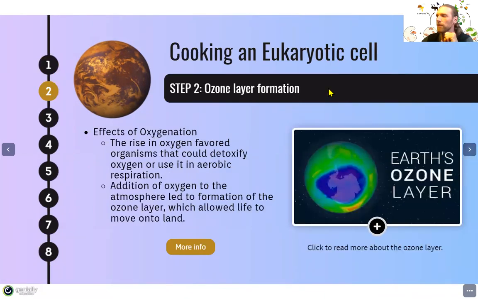changed the atmosphere. When those bacteria were releasing all this oxygen into the atmosphere, we got to the percentage that we have today, which is about 21% oxygen. We have a lot of nitrogen, and there's very little carbon dioxide left. You know that we also have an ozone layer. Yeah, this ozone layer wasn't always there.